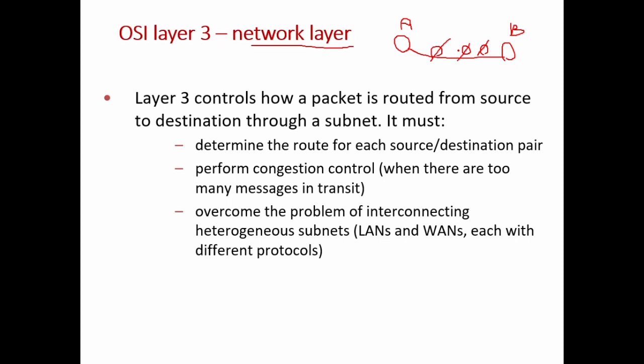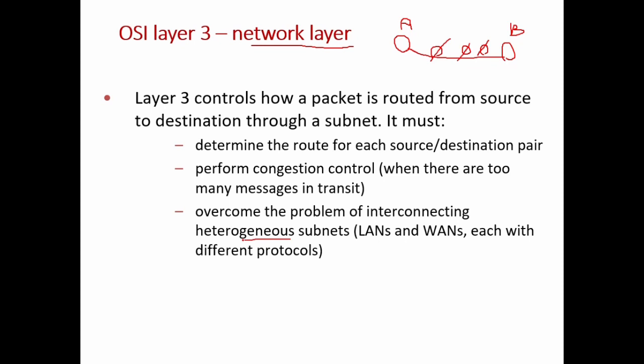transmission. Based on the topology, maybe there are many routes. So which route should be established is determined by the network layer, which also performs congestion control and overcomes the problem of interconnecting heterogeneous subnets.